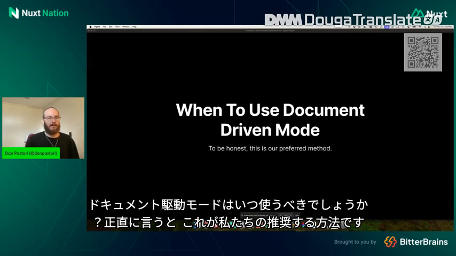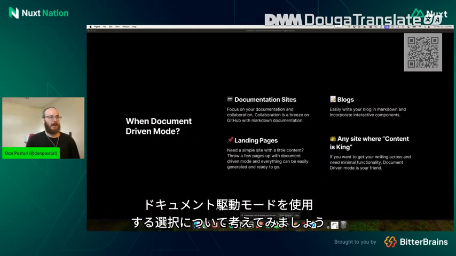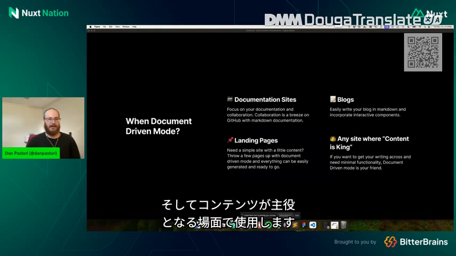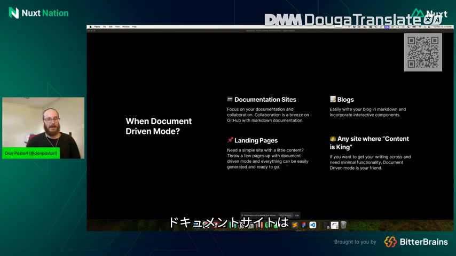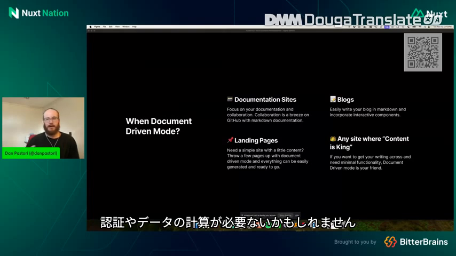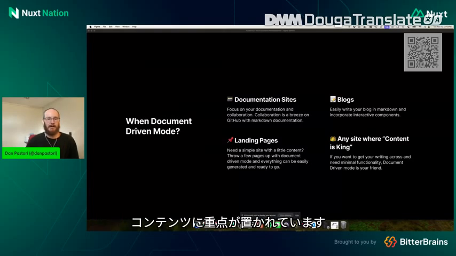So when to use document-driven mode? To be honest, this is our preferred method. I like to think of the choice to use document-driven mode. You have pretty much 3 great examples, and then anywhere where content is king. So documentation sites are great for document-driven mode. There's not a lot of user interaction. There's not a lot of things that you need to extend or maybe require authentication or maybe compute data. It's focused heavily around your content.